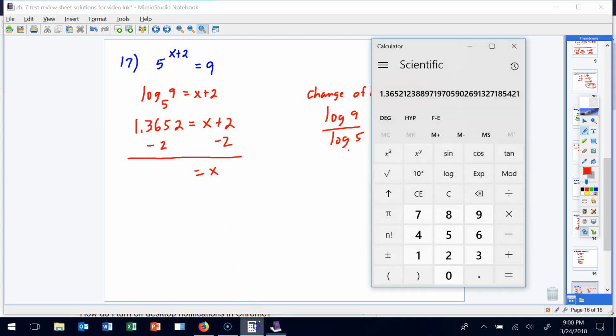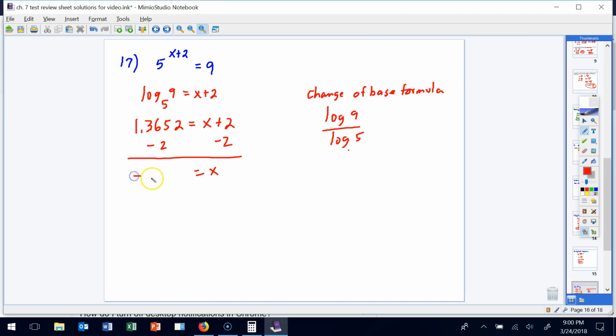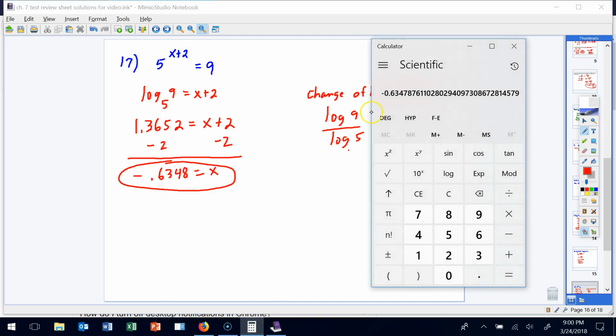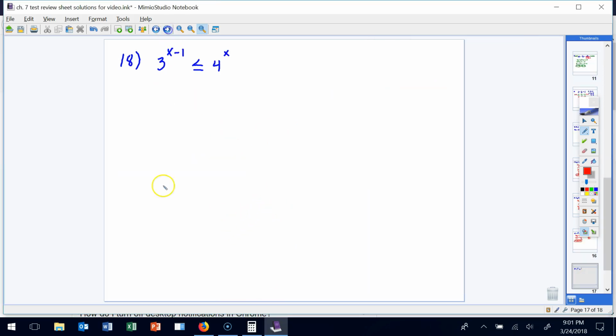And if you want to just leave that in your calculator and do minus 2, and that's negative 0.6348. And that is our answer, negative 0.6348. That's our answer for number 17.